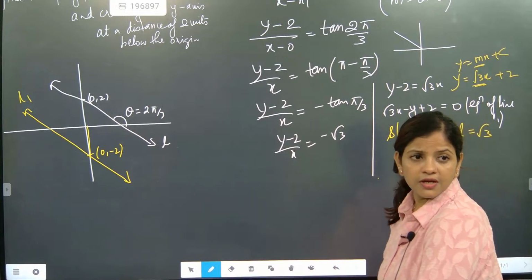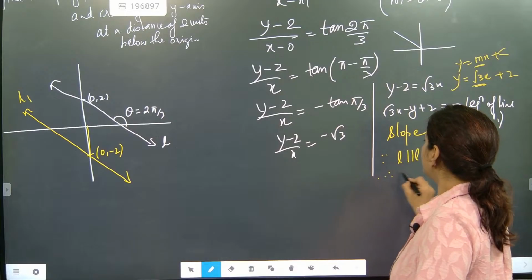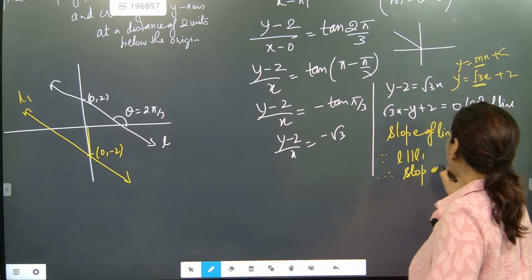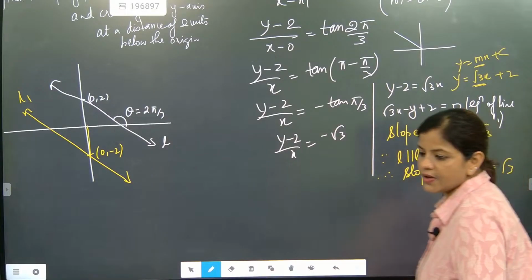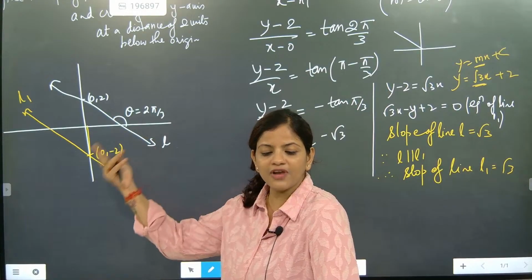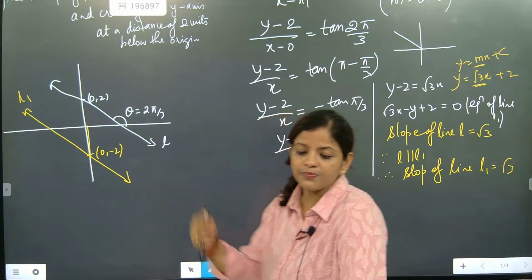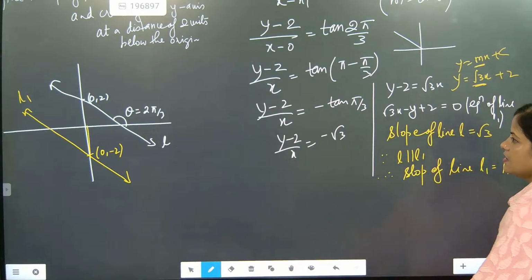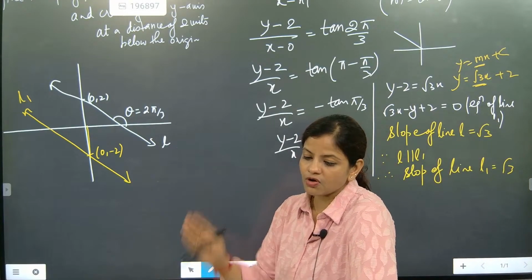Understood? Root 3. And since L is parallel to L1, therefore the slope of line L1 will also come as root 3, because whatever will be the slope of line L, the same will be the slope of line L1. Understood? Because they both are parallel. That's it. Now you can solve the question.